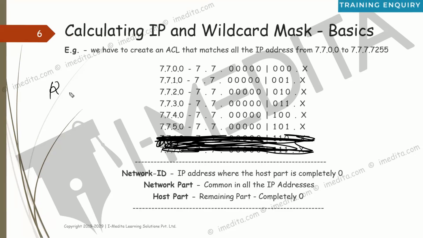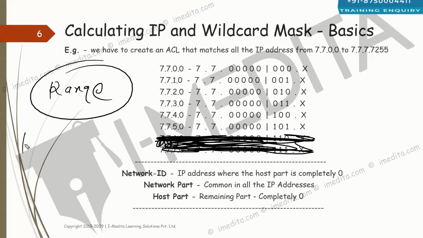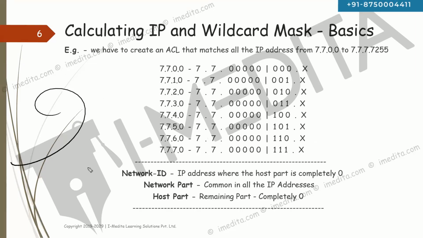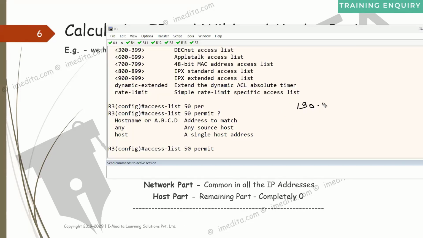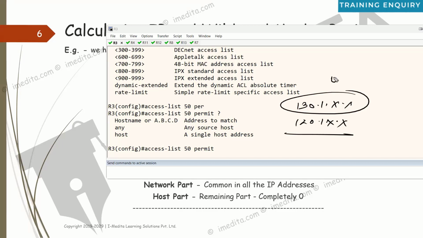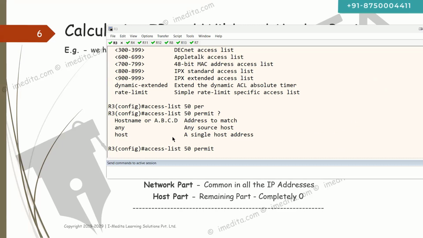Remember that a range can never be random. Range will always be in powers of 2. The range will always be something like 1, 2, 4, 8, 16. There is no number 5 here. We cannot, unfortunately, match the prefixes exactly, like 130.1.0 to 5 or 120.1.0 to 5.